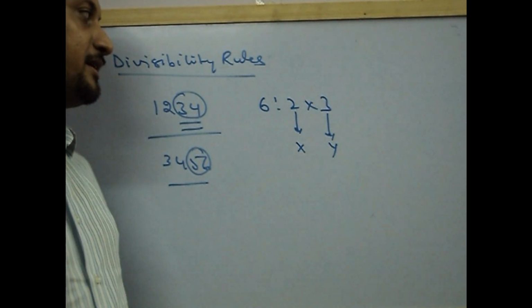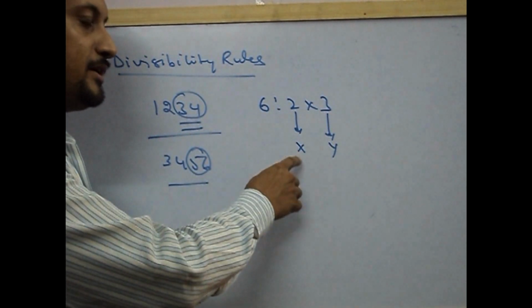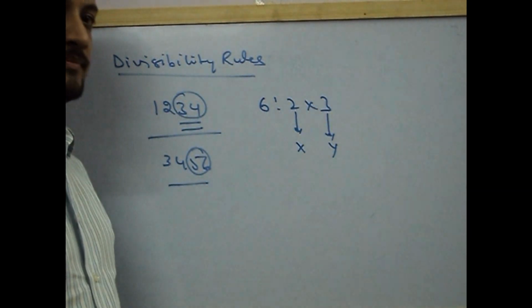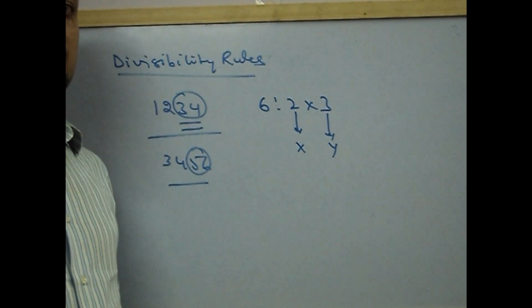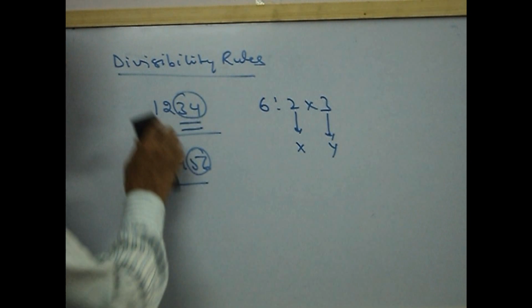Or alternatively, you can think of a number less than 6, which when divided by 2 leaves a remainder of x, when divided by 3 leaves a remainder of y. That is the right answer. Wherever that is there in the options, you just need to pick that. Let's see the divisibility rule of 7.